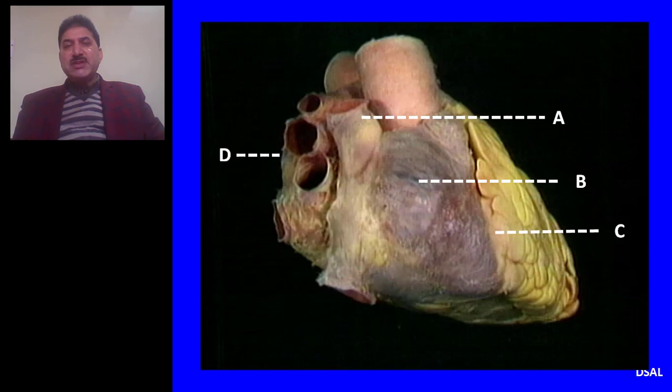C represents the atrioventricular groove. This groove lodges right coronary artery. And D represents base of the heart, which is formed by the left atrium. There are openings of four pulmonary veins. This atrium is related posteriorly to the esophagus. These yellow dotted circles are openings of four pulmonary veins.